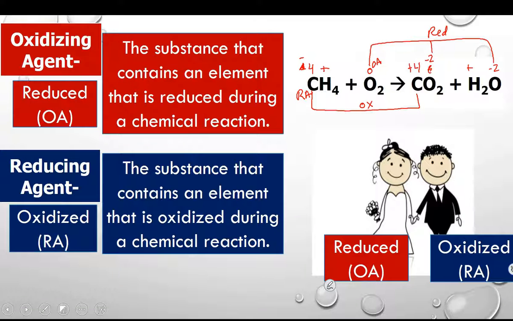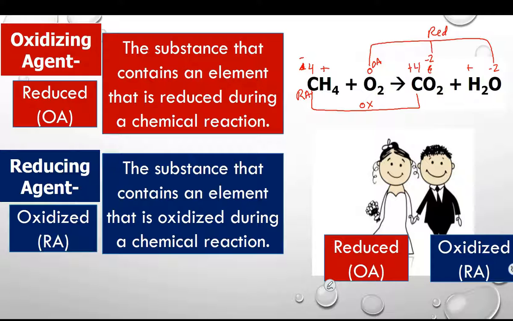This is a fun little thing to do. Okay? So you should be able to look at an equation, and after you figure out the charges, be able to see what's changing and tell me what is happening to it. Is it oxidized or reduced? And if it's oxidized, remember it's the reducing agent. If it's reduced, it's the oxidizing agent. Okay? And just that marriage thing helps me to get it straight in my mind.